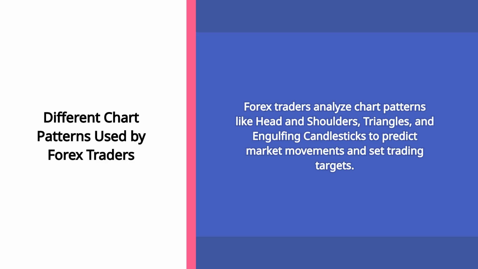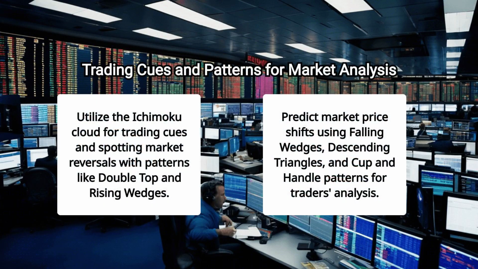Some important ones are head and shoulders, which is a big reversal sign with clear targets. Triangles are seen in short-term frames, coming in different shapes and help set targets. Engulfing candlesticks show powerful reversals and are easy to see for trades. The Ichimoku cloud bounce is a pattern that uses the Ichimoku cloud for trading cues. Double top is used to find possible market tops or reversals.